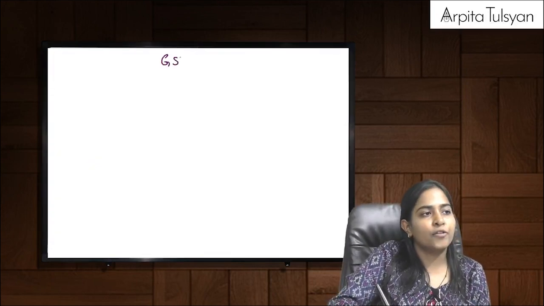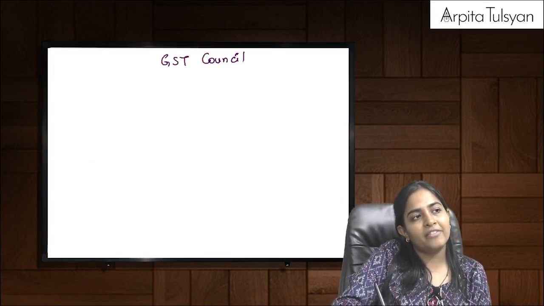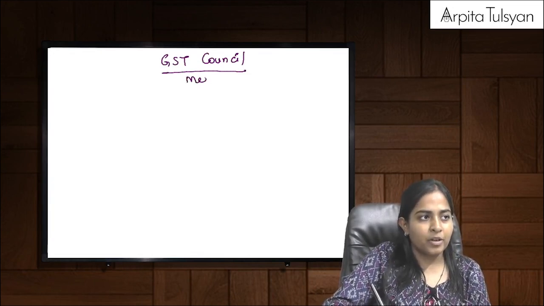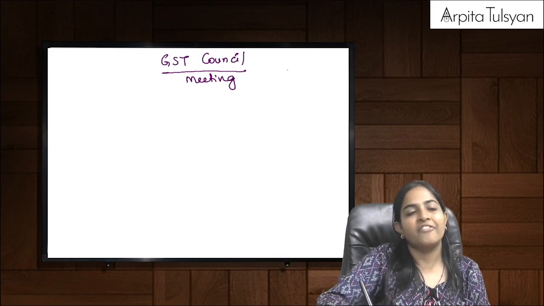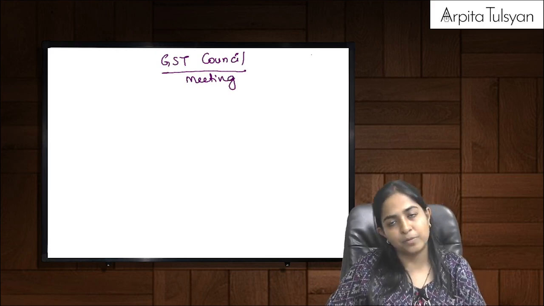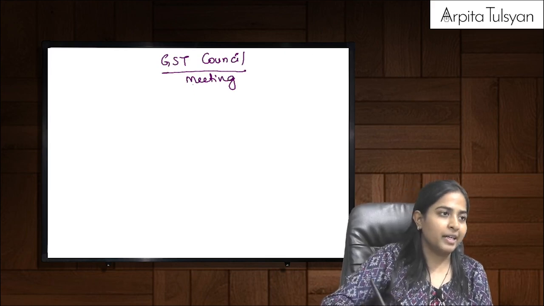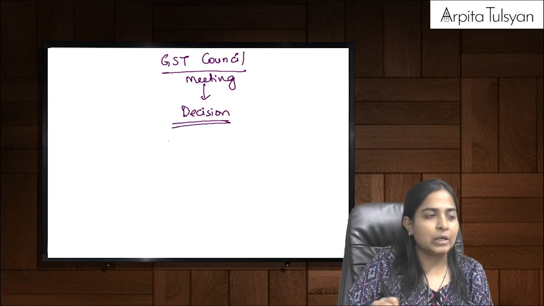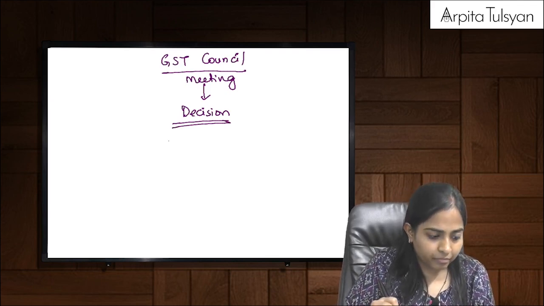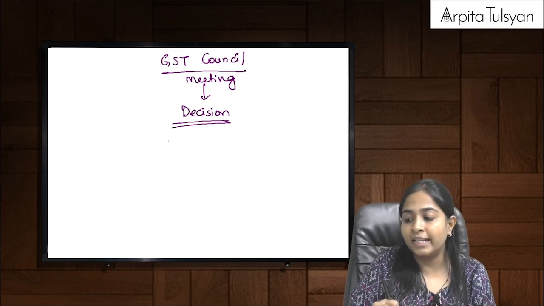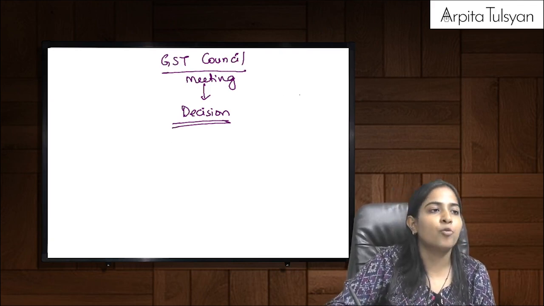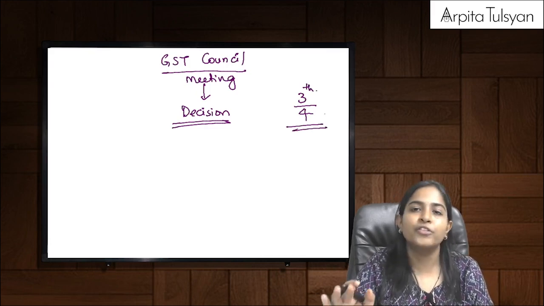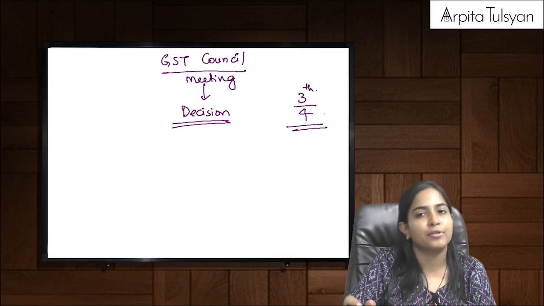Whenever any meeting of the GST council takes place, first of all, for a valid meeting at least 50% of the members must be present, so as to call it a valid meeting. Then if we want to take any decision in the GST council meeting, we should get at least 3/4 of the votes, meaning it should be approved by a 75% majority.